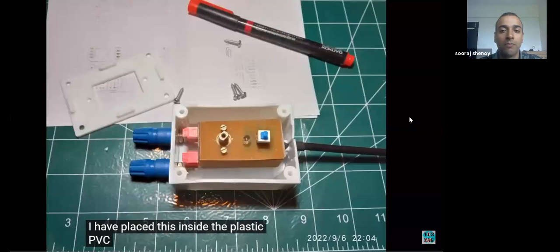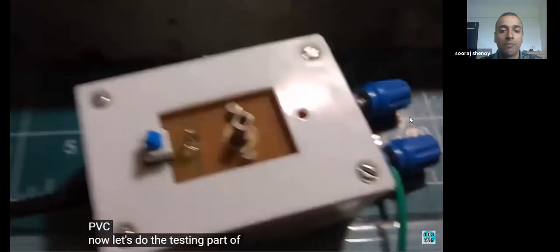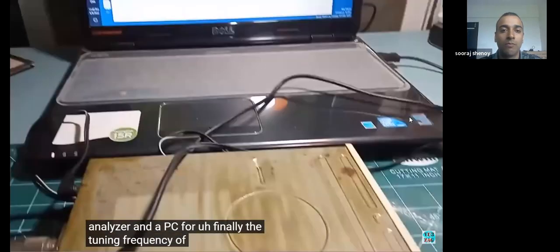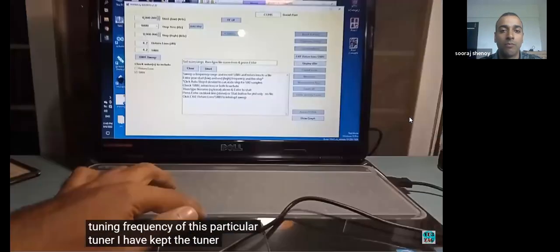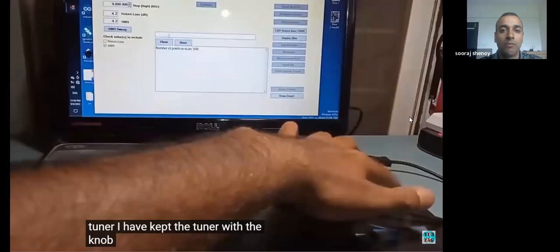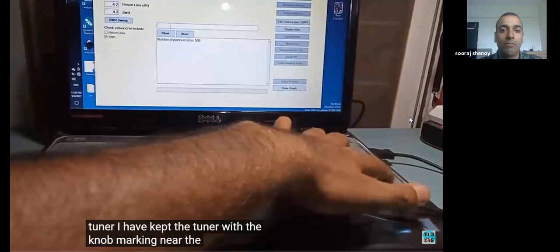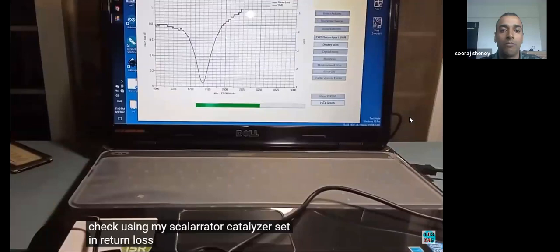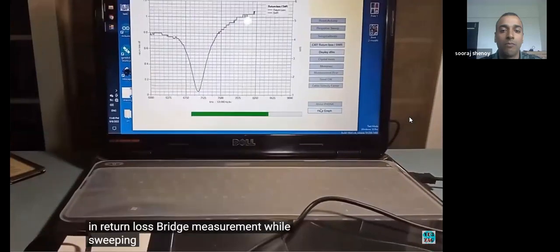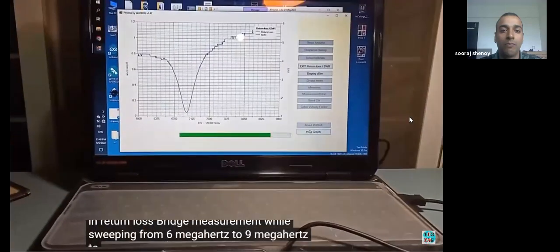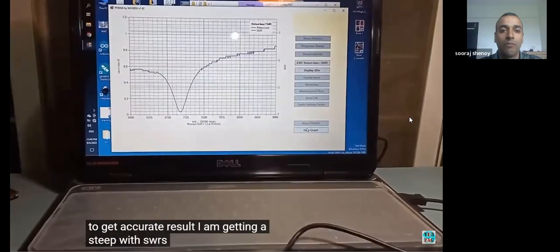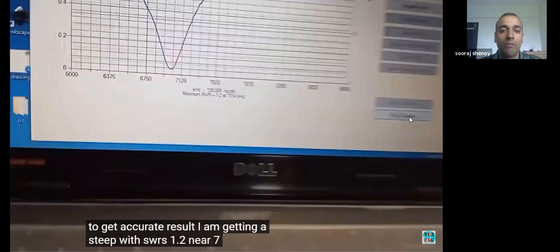Now let's do the testing part of this tuner. I'll be using my scalar network analyzer and the PC for finding the tuning frequency of this particular tuner. I have kept the tuner with the knob marking near the 40 meter. Now let's check using my scalar network analyzer set in return loss bridge measurement. While sweeping from 6 MHz to 9 MHz to get an accurate result, I'm getting a dip with SWR as 1.2 near 7 MHz. So it's working.